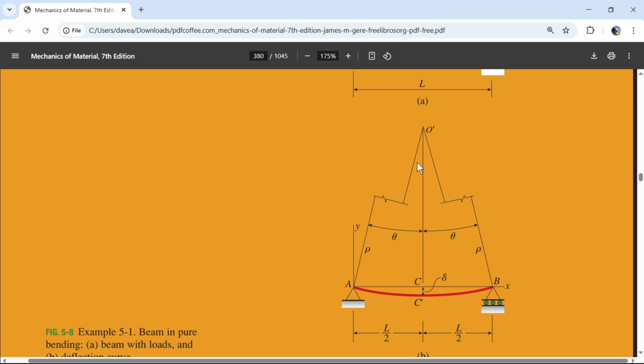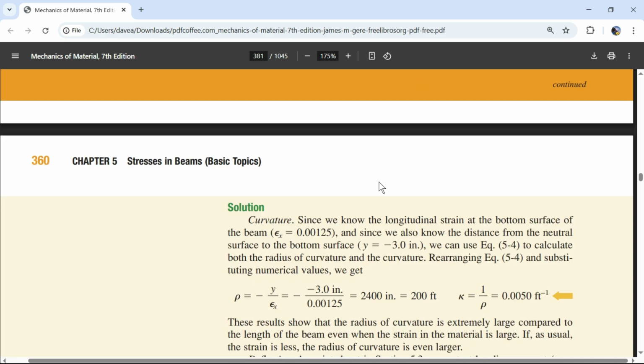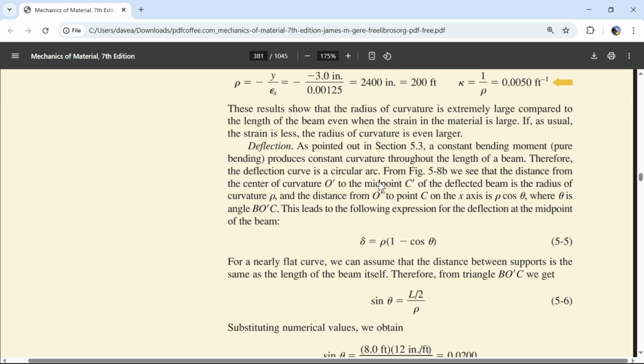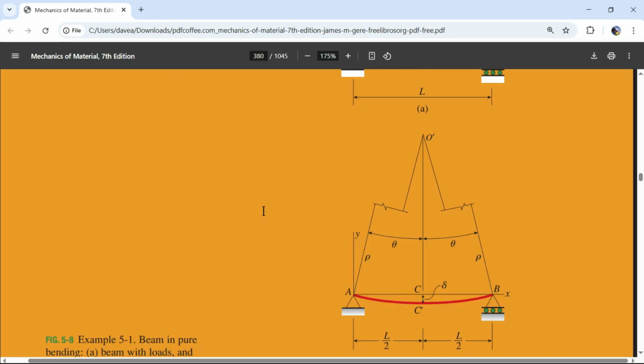It's just the percent of the hypotenuse in the cosine, the adjacent direction to that angle. And I always think of sines and cosines as percentages of this hypotenuse. The hypotenuse is always going to be the larger number. Cool. So that's going to be rho cosine theta, where theta is the angle B O prime C. So yes, just one of these angles.